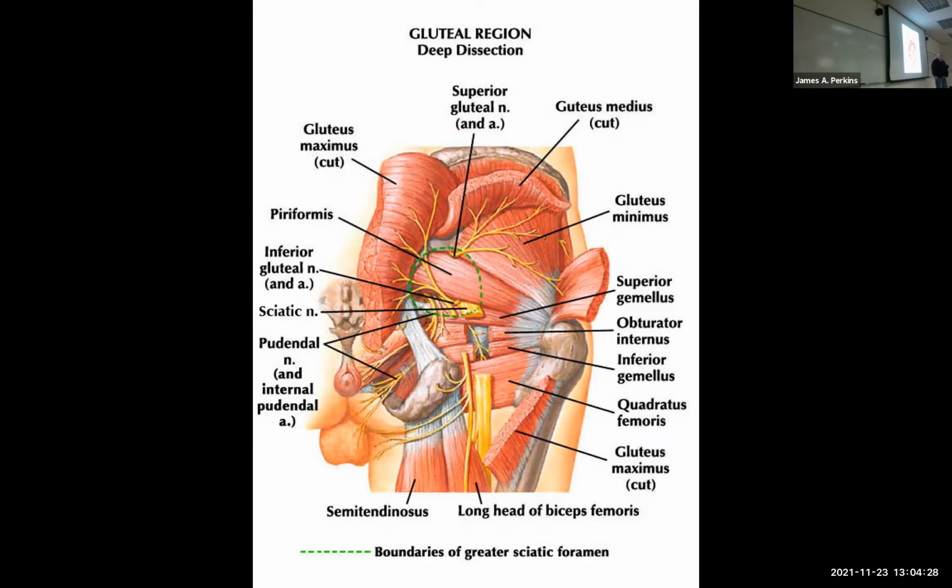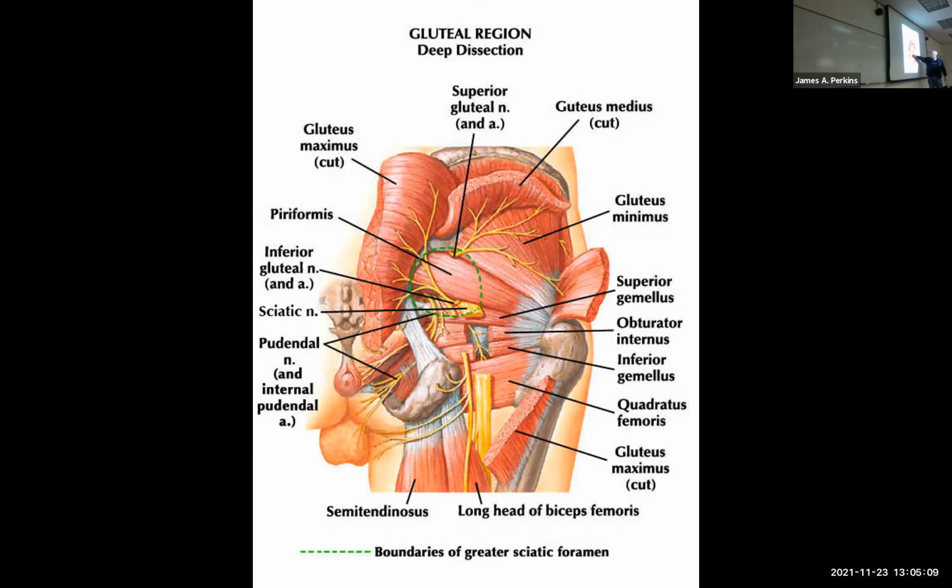There is no sciatic artery. There's no such thing as a sciatic artery in the body. So there's no big artery coming out here running along the sciatic nerve. The only other artery back here is called the internal pudendal artery. And that follows the same course as the pudendal nerve.